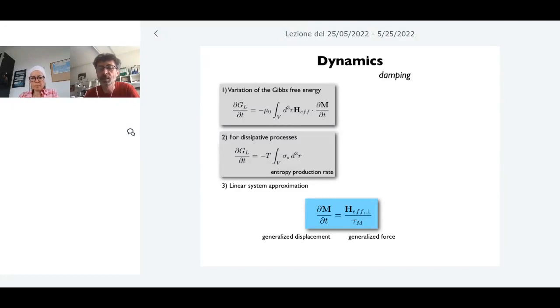Then what happens if this configuration is not the minimum energy one, or if we apply a condition in such a way that the configuration would like to change? We have to allow for this change. But in order to describe this change, if you change energy, for example, then we have to describe how energy is dissipated. And this is damping.